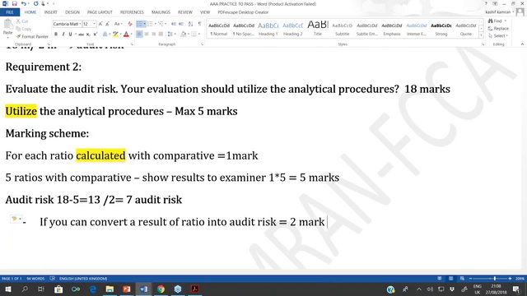So to calculate the ratios, you will take 5 marks. When you convert any ratio to risk, you will take a further 2 marks. Only the results of the calculation will give you 5 marks. And then after that, you will write a table of risk, audit risk.